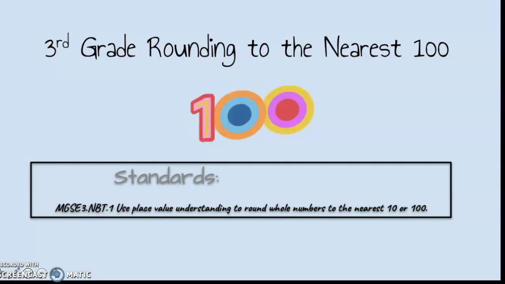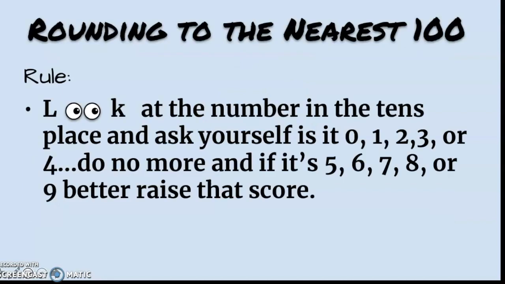In this video, we're going to use place value understanding to round whole numbers to the nearest 10 or 100. In this case, we are going to round to the nearest 100. The rule wants us to look at the number in the tens place and ask yourself, is it 0, 1, 2, 3, or 4? Then we do no more. And if it's 5, 6, 7, 8, or 9, we're going to raise that score.